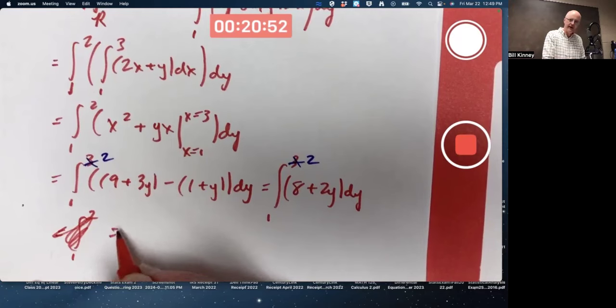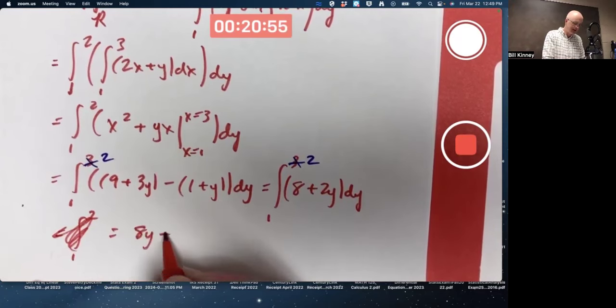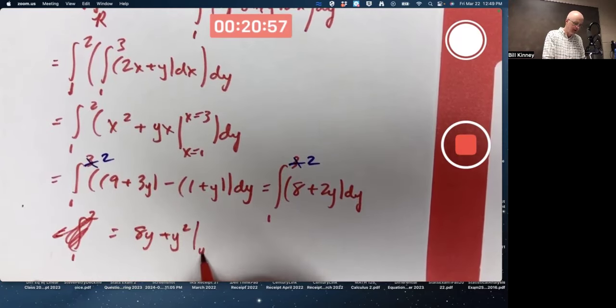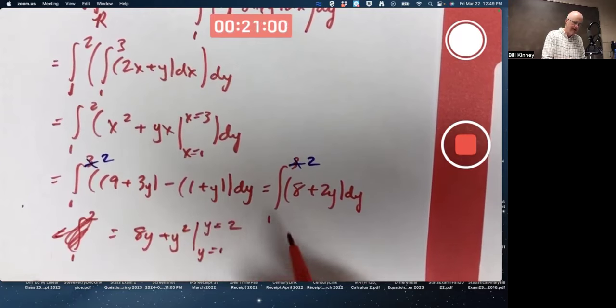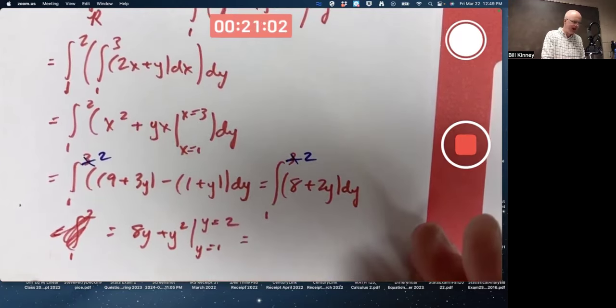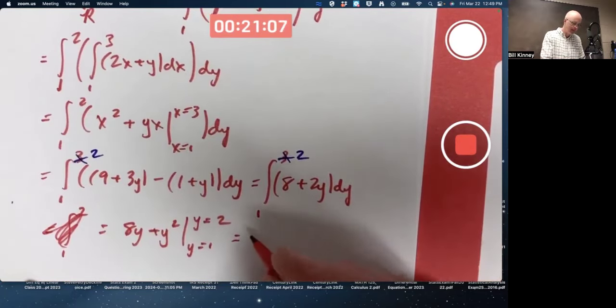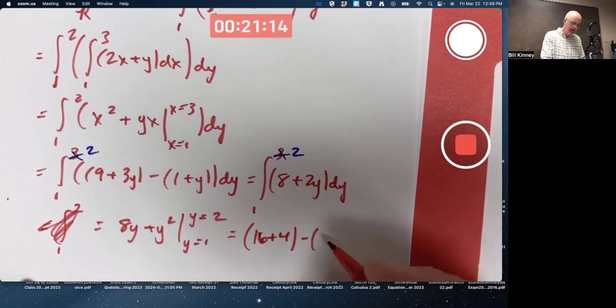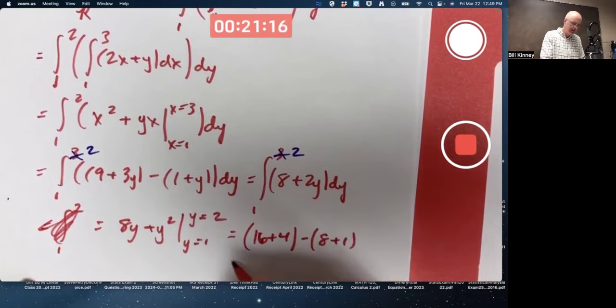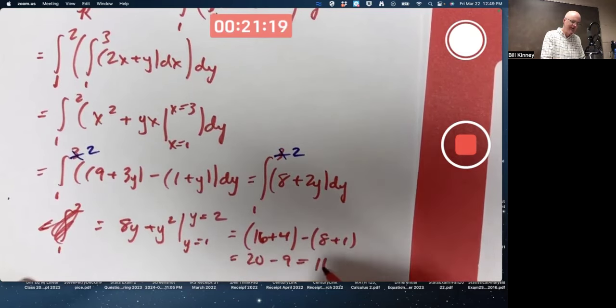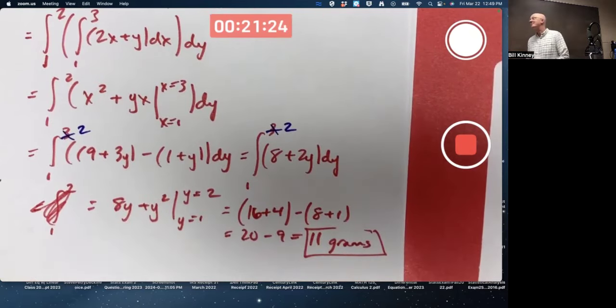So do that integral. What am I going to get? 8y plus y squared. Y goes from 1 to 2. We better get 11.5 here, right? Or no, 11. 11 is supposed to be the answer. I plug in 2, I get 16 plus 4. Subtract what I get when I plug in 1, which is 8 plus 1. 20 minus 9. There we go, 11 grams, just like we predicted. Fun, fun, fun. Happy that we got what we predicted.